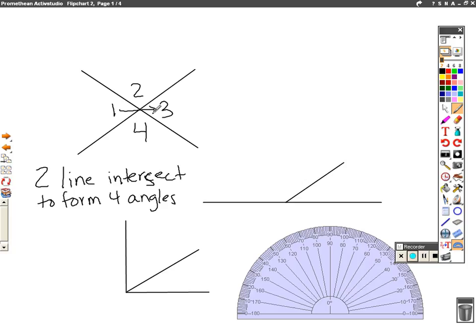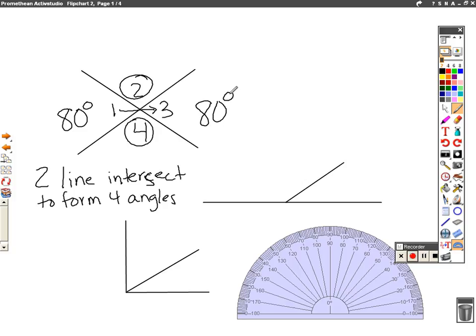What other pair is vertical? I hope you said 2 and 4. And what's important about vertical angles is they are congruent. So if I said angle 1 was 80 degrees, you would tell me angle 3 was also 80 degrees.